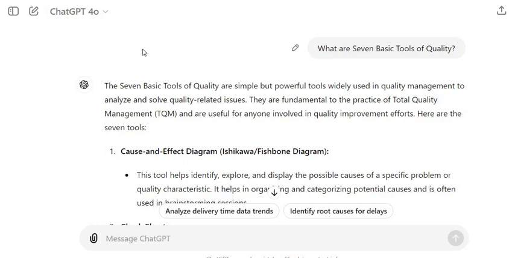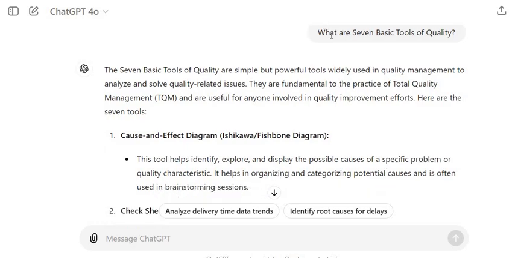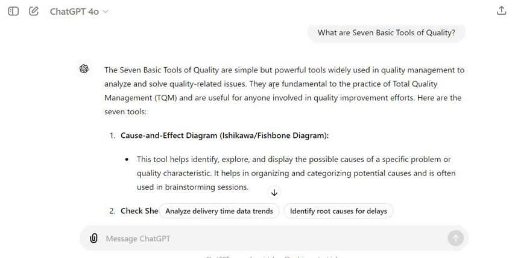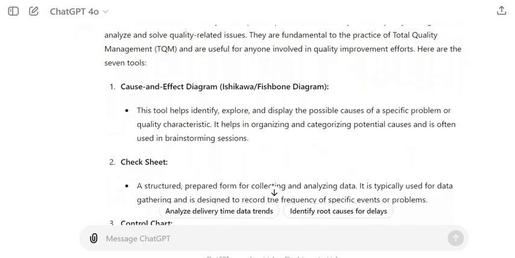But before that, let's recap what those tools are. So I asked ChatGPT what these 7 basic tools of quality are, and it told me that they are simple but powerful tools widely used in quality management to analyze and solve quality related issues. They are fundamental to the practice of total quality management or TQM and are useful for anyone involved in quality improvement effort. Then it goes on to list down the 7 tools.